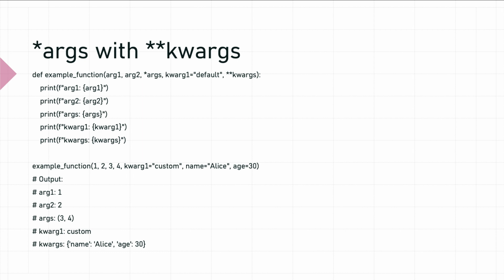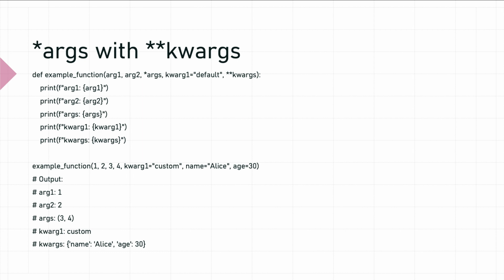So we can mix and match them, but for this mix and match to work, you must organize the star args before the star kwargs. In this example, we start off with arg1 and arg2, which are just regular positional arguments. Then we have star args, which collects additional positional arguments of an unknown count. Then we have kwarg1, which is a default keyword argument. And finally, we have star star kwargs, which collects extra keyword arguments, also of an unknown number of items.